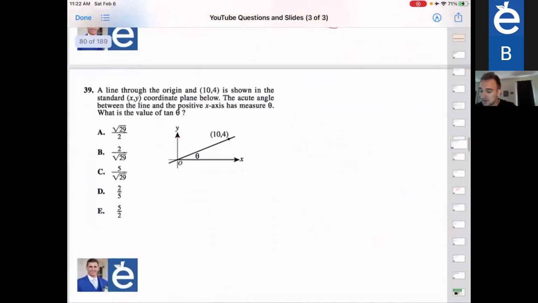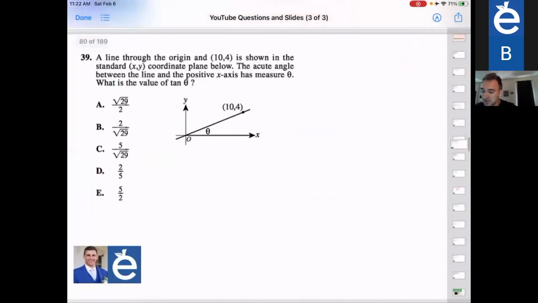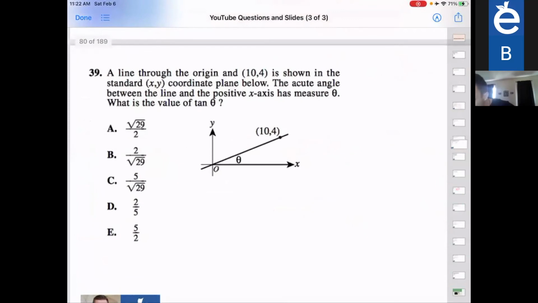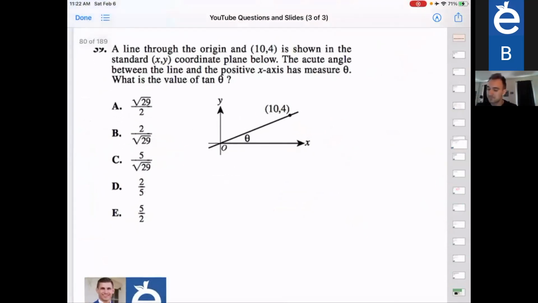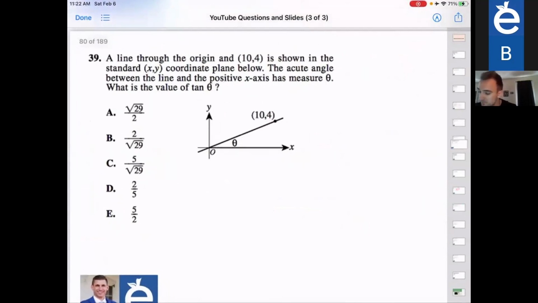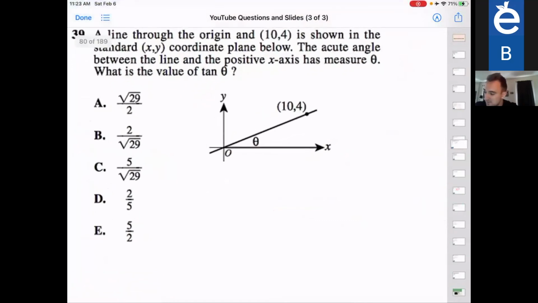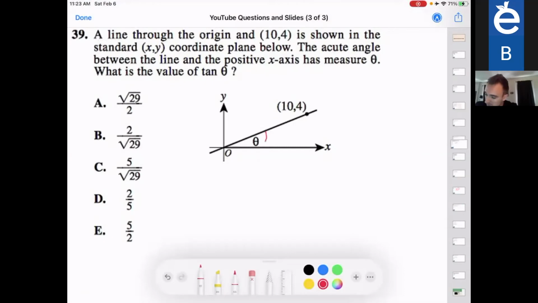Okay. That was page 79. We're moving on to page 80 here. Let's see what we got. Okay. A line through the origin and 10, 4 is shown in the standard XY coordinate plane below. The acute angle between the line and the positive x-axis has measure theta. What is the value of tangent theta? So talking about this angle here as being theta. What is the value of the tangent of that angle?